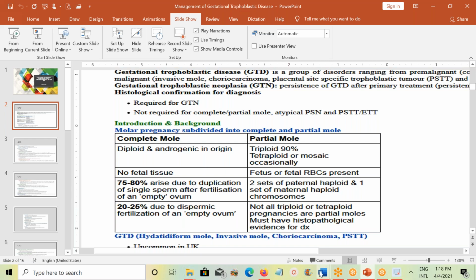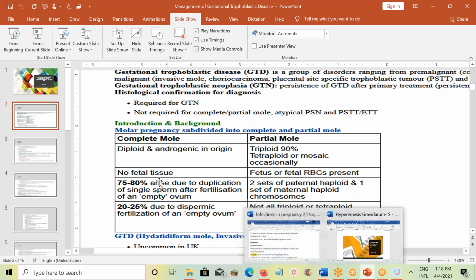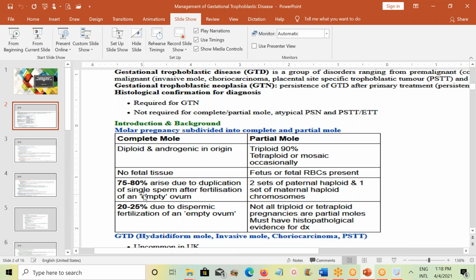So now in the complete mole, what exactly is happening? Why is this number 46,XX?